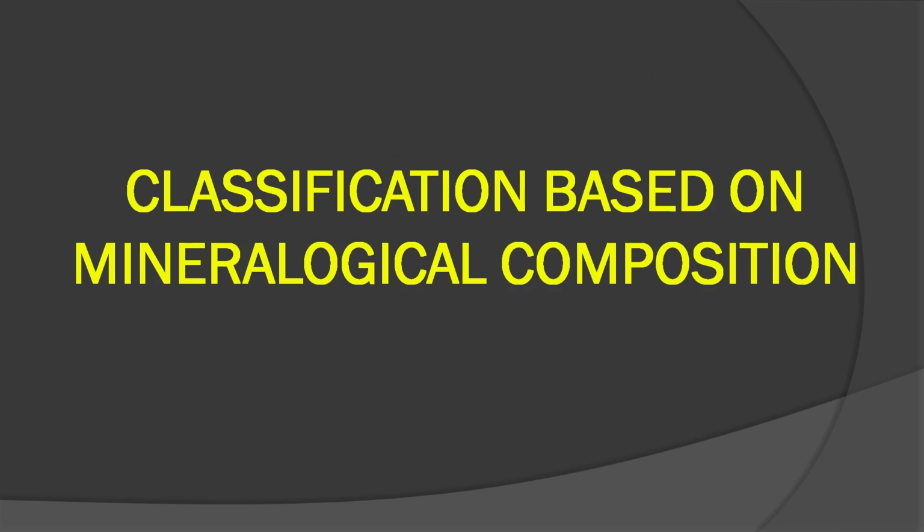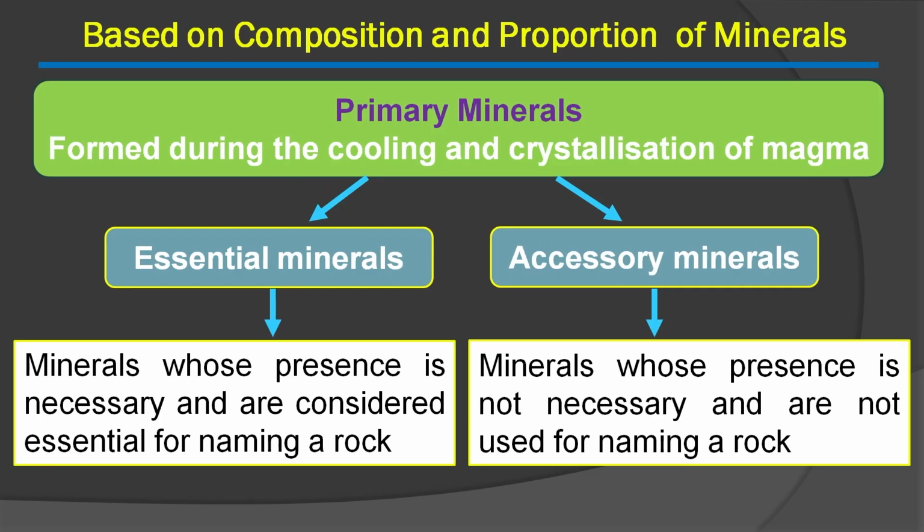Moving on to the classification based on mineralogical composition. Classification based on composition and proportion of minerals is the first type of classification under this. Here we have primary minerals. Primary minerals are those minerals which have formed during the cooling and crystallization of magma. They can be further subdivided into essential minerals and accessory minerals.